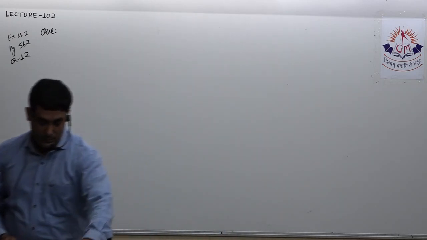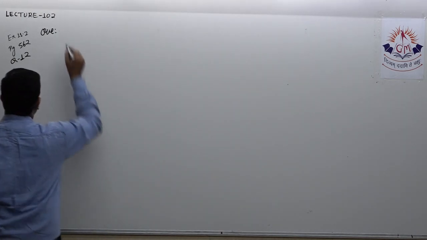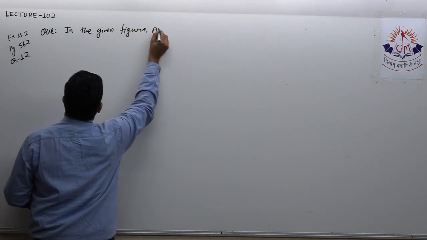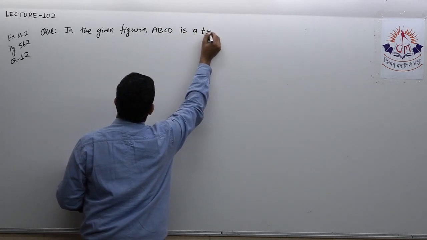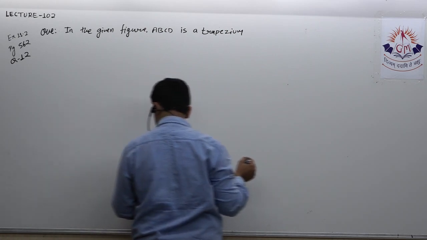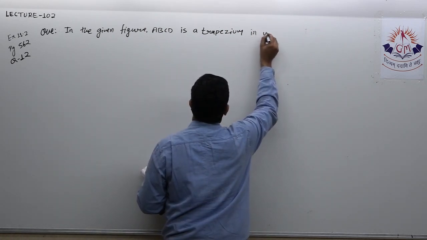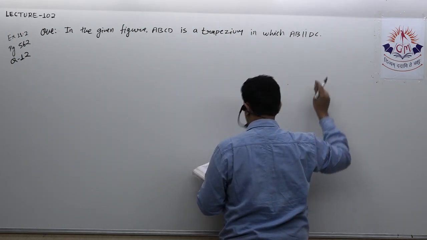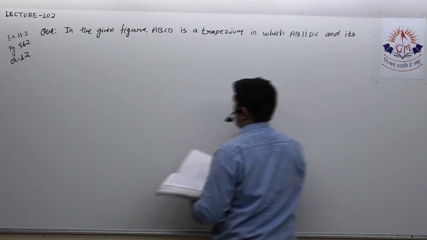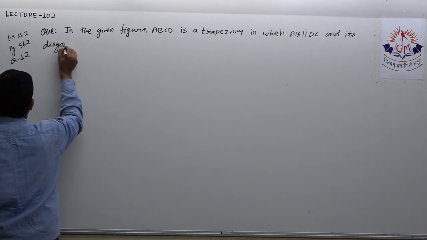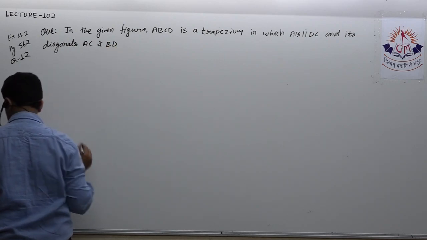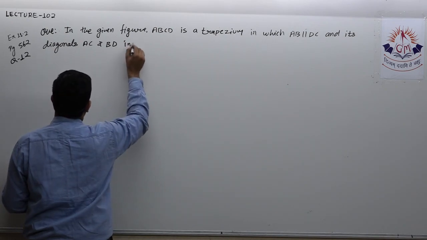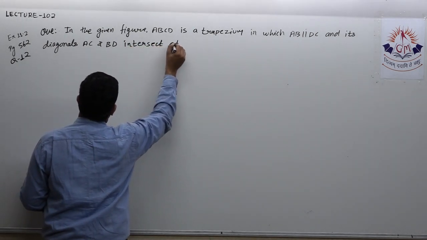In the given figure, ABCD is a trapezium in which AB is parallel to DC, and its diagonals AC and BD intersect at O.